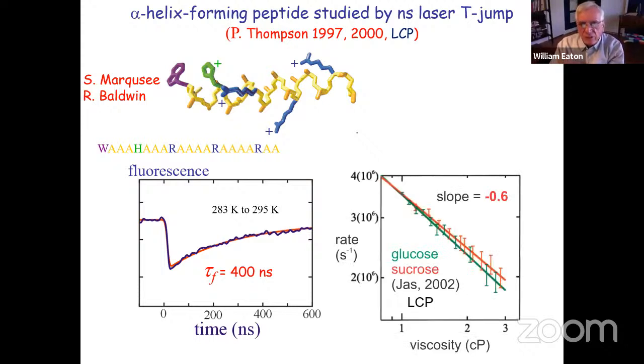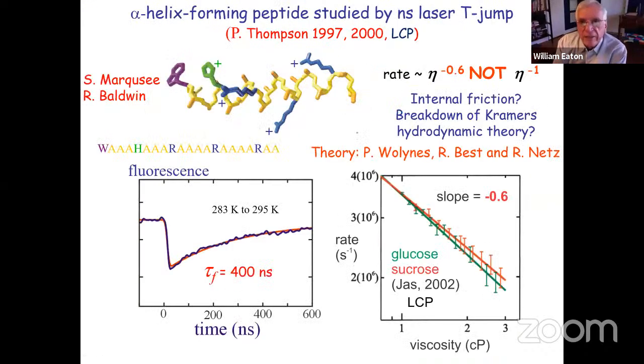published a year earlier. The interesting result from this kind of experiment came a couple of years later when Guri Jas came to the lab, and he did an extremely careful study of the viscosity dependence of helix and hairpin formation using glucose and sucrose as viscogens, but at extremely low concentrations so that he did not affect the equilibrium constant at all, or even the activation energy. So he only worked between 1 and 3 centipoises. But what he saw was that in a log-log plot, instead of the rate being inversely proportional to the first power of the viscosity, it was proportional to a fractional power of about 0.6.